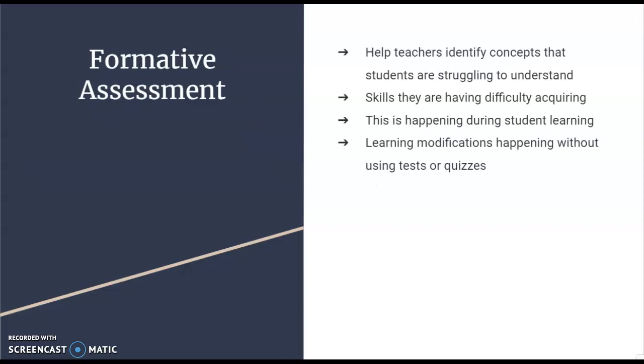I'm now going to talk a little bit about formative assessments. Formative assessments help teachers identify concepts that students are struggling to understand and skills they're having to acquire, and this is happening during that student learning. Modifications are happening for students of all levels.